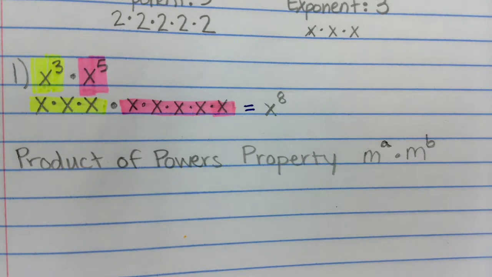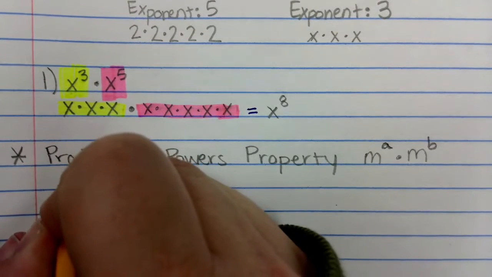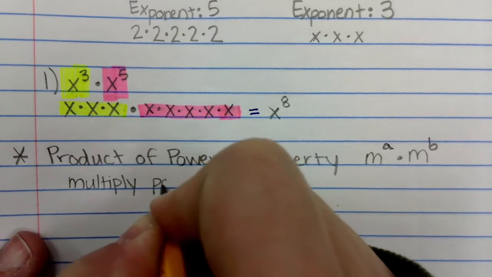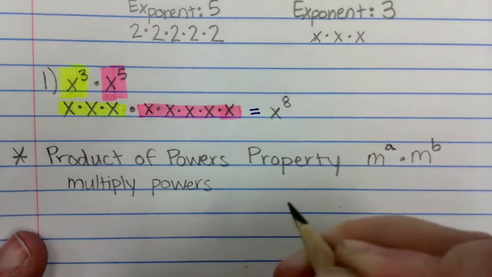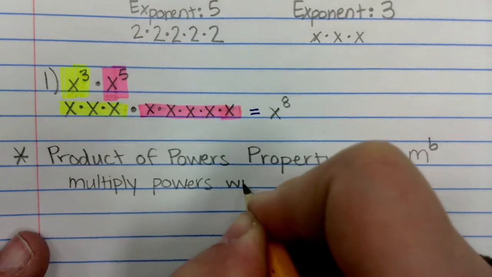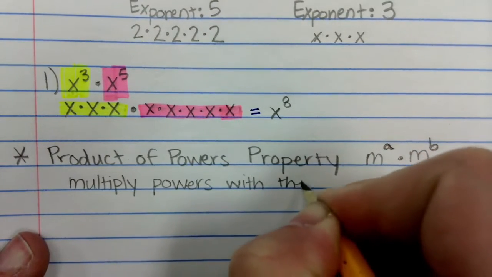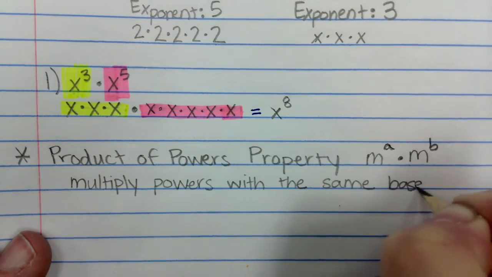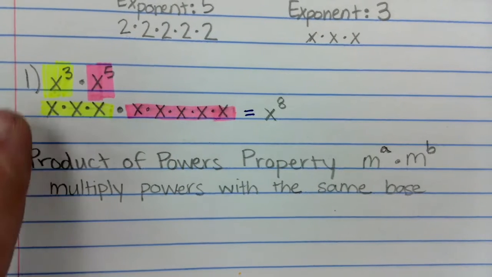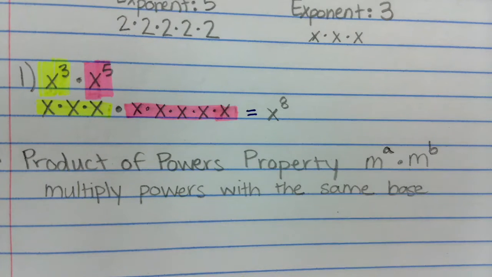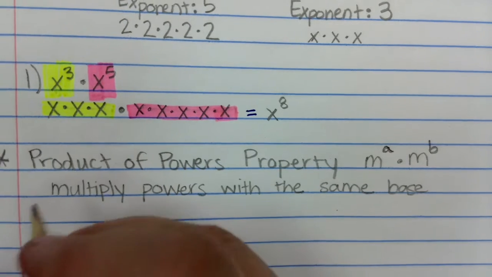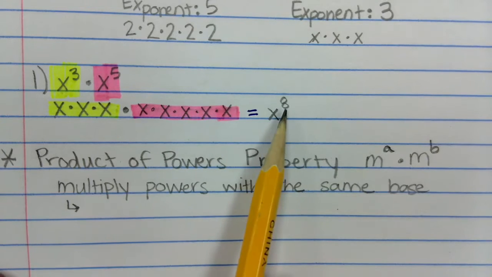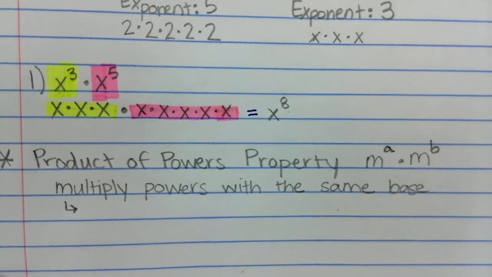And what this tells us is if we are multiplying powers with the same base, so we have an m and an m, or in example 1 we had an x and an x. They have that same base. What are we going to do with those exponents? How did we get 8? Yeah, we add them.